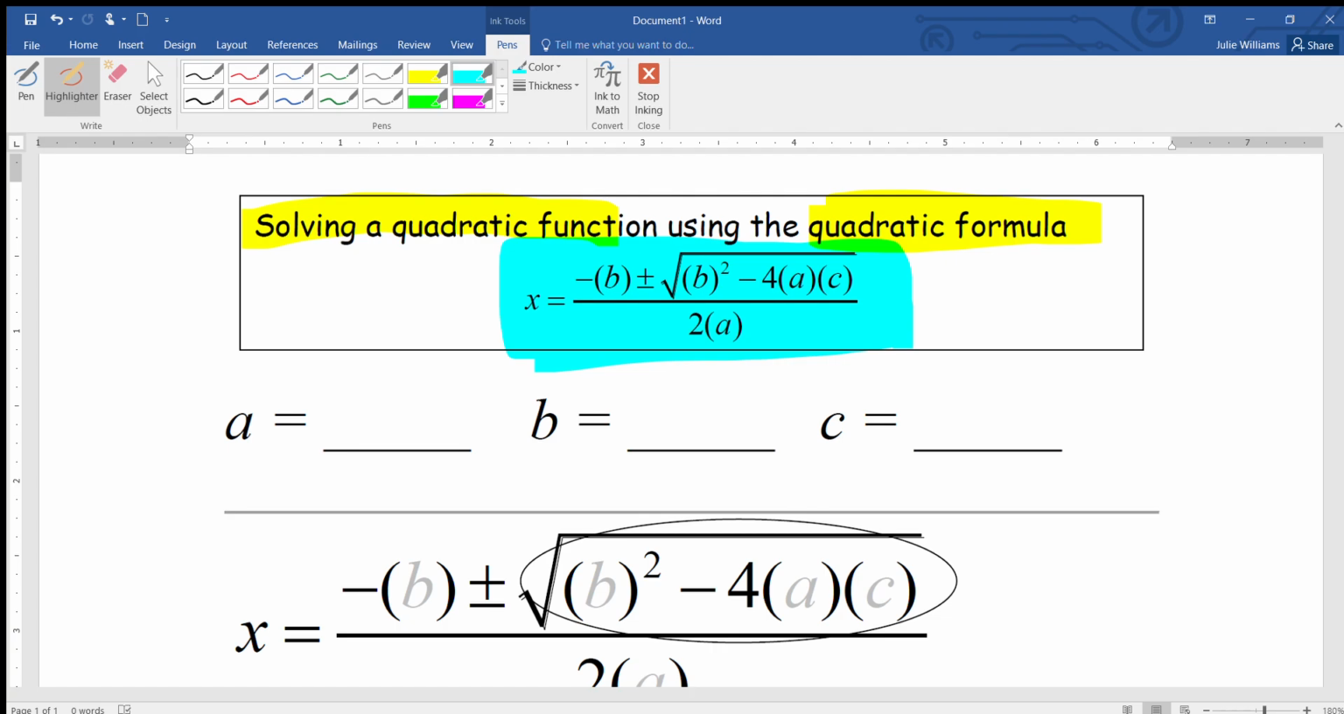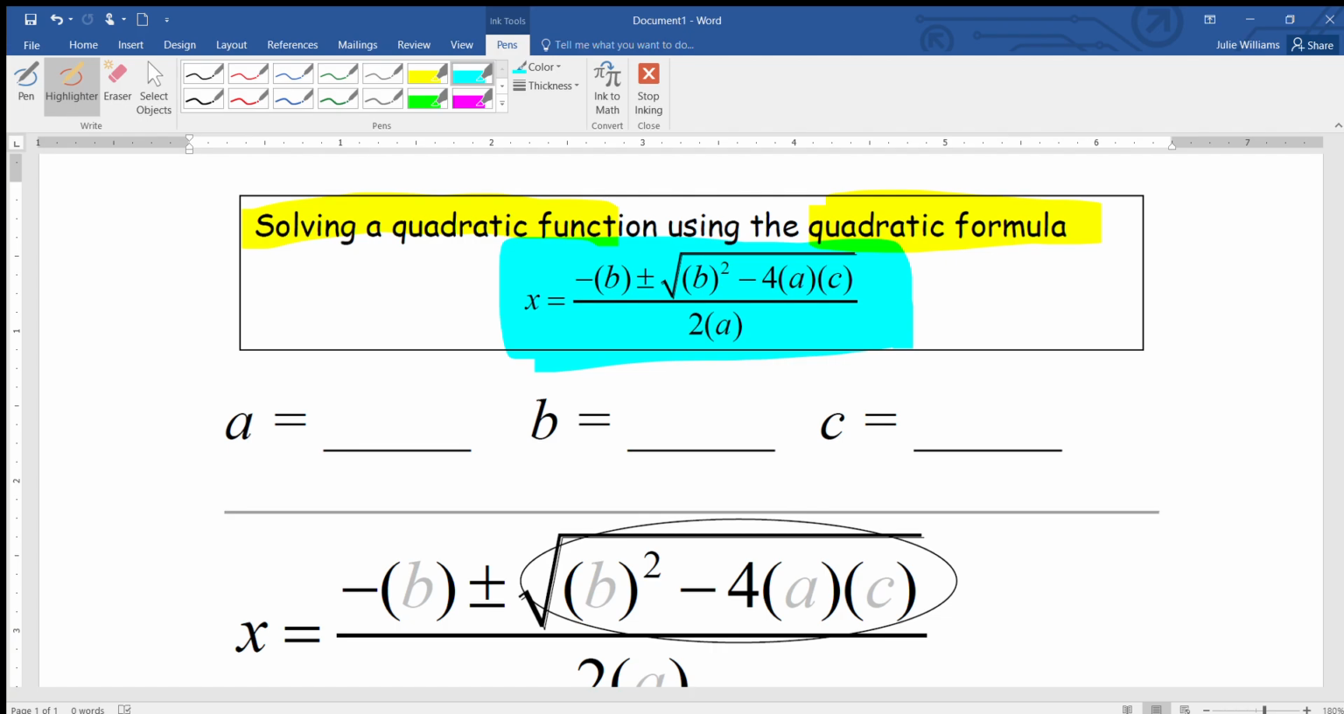One thing to remember is that the quadratic has to be set equal to 0 in order for this to work. So you can't have something like x squared plus 4x minus 3 equals 7. You would have to subtract that 7 on either side.